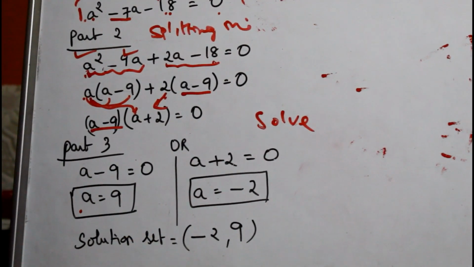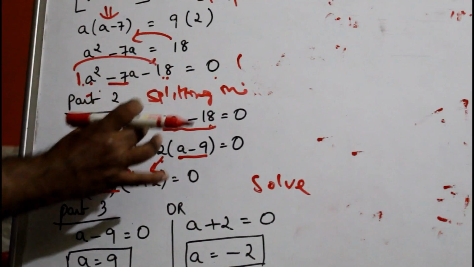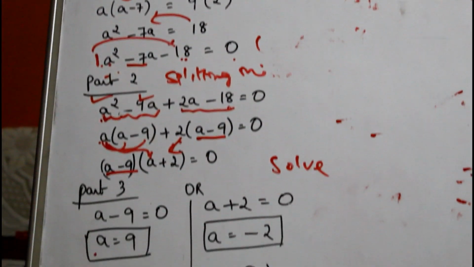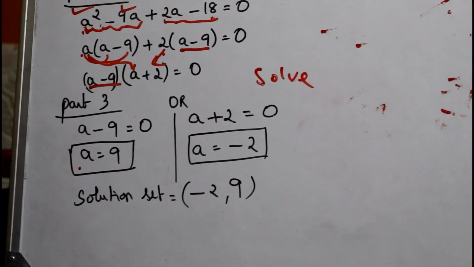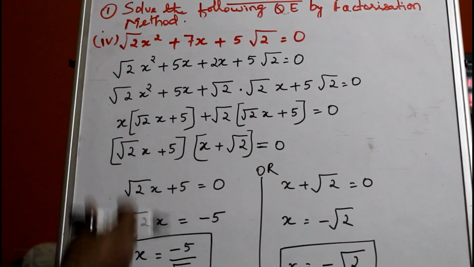The first part is very important, where you must try to bring it into the standard form. The second part is you must split the middle term, and the last one you can get the answer easily. Hope you understood. We'll go to the next sum now.